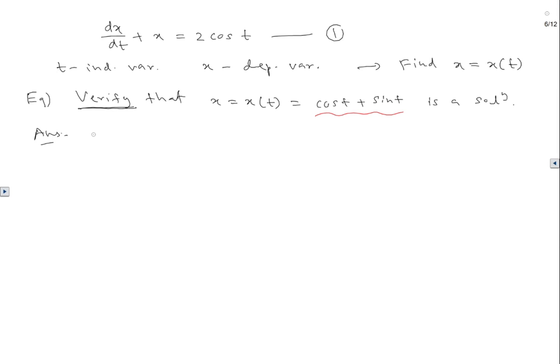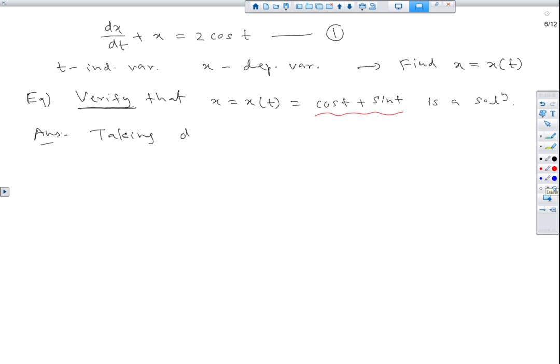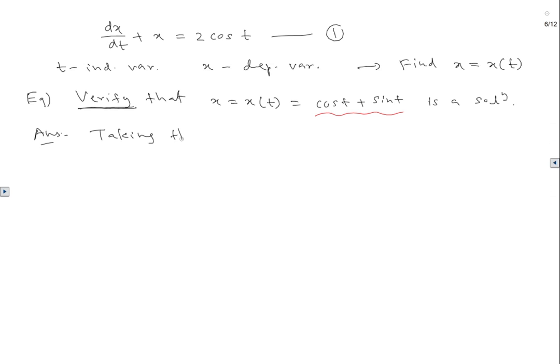So the answer: taking derivatives. In this case just one derivative, but sometimes you have to take multiple derivatives. So we have dx over dt. If you take the derivative of this function, what do you get? The derivative of cosine is negative sine, so negative sine t, and then plus cosine t. That's the derivative.